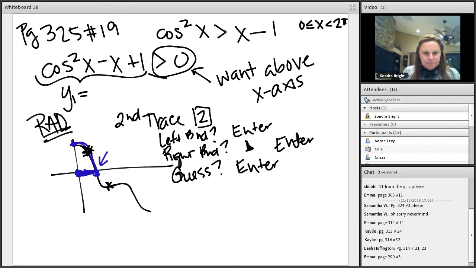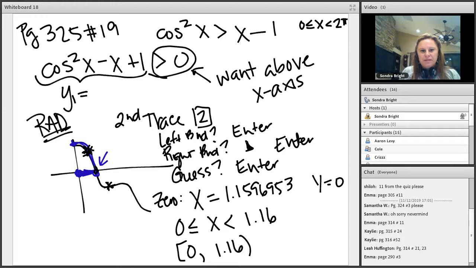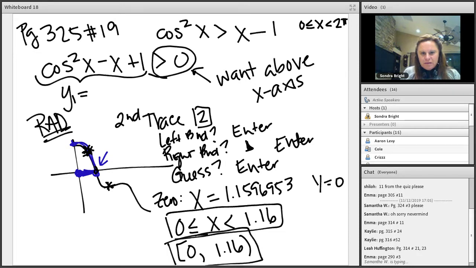And so I get that it says 0, and then it says x equals 1.1596953, and then it says y equals 0. So that means that's your x value there. And so it's all of the values from x until 1.16. And in interval notation, that would be 0 to 1.16, like that. Your book didn't say how they wanted it, so either one is fine. If they say interval notation, then you got to answer it this way.